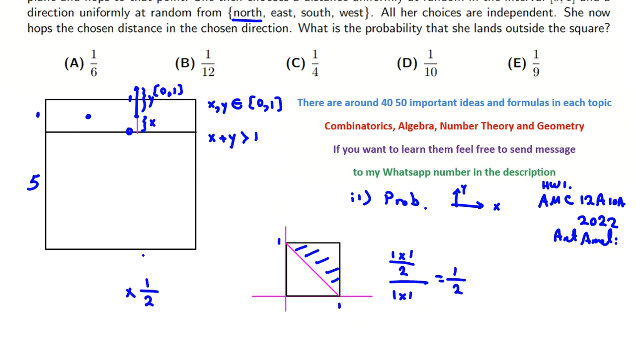And the probability that the point is in this part: the area here is 6 times 1, and the area of the whole square is 6 times 6. So the probability is 1 over 6, times 1 over 2, which is 1 over 12.